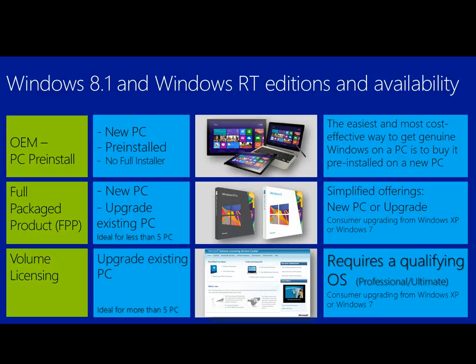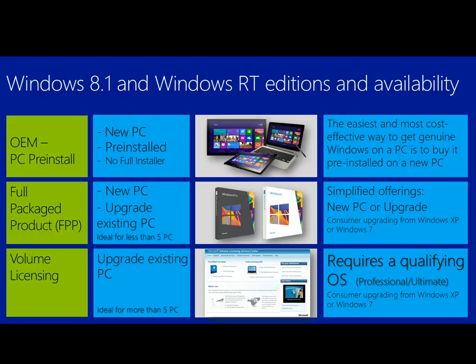Okay. Another thing, volume is an upgrade only. You cannot buy Windows 8.1 volume for a new machine. You need to have a base license. When I say base license, it's an OEM or FPP. Again, you cannot buy volume for a new machine. If it's a new machine, it should be OEM first or FPP first. Then I can upgrade to volume.